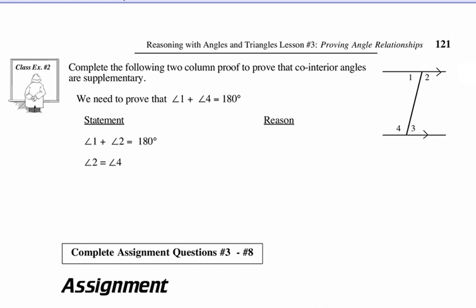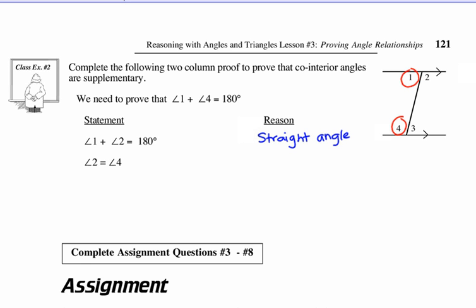So one last example. Complete the following two-column proof. You should probably try this on your own, pause the video, and then see if you're right. Prove that co-interior angles are supplementary. So I want to, for example, prove 1 plus 4 is going to equal 180 degrees. They start the proof for us. They say 1 plus 2 equals 180. And why is that? What type of angle is that? It's a straight angle.